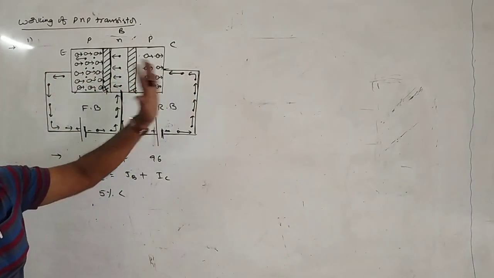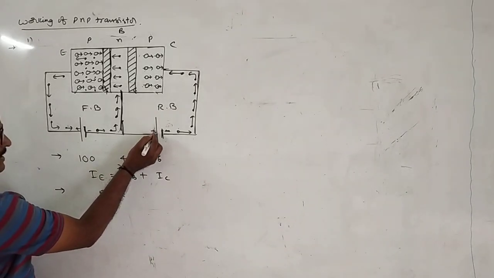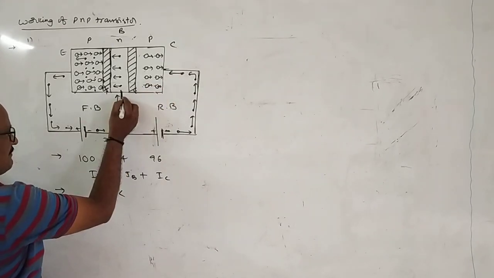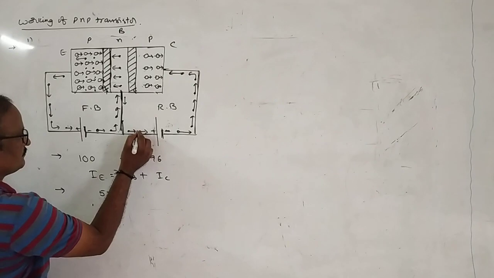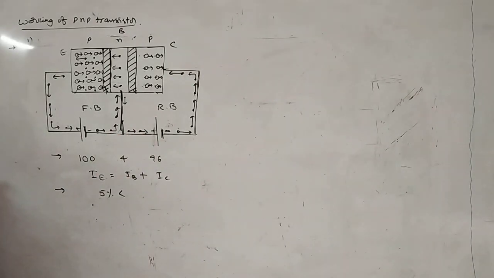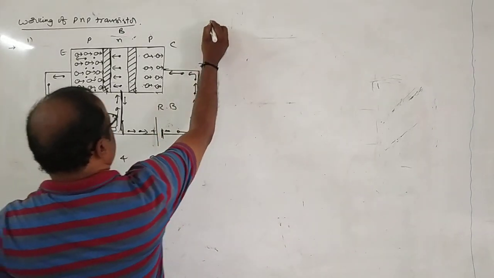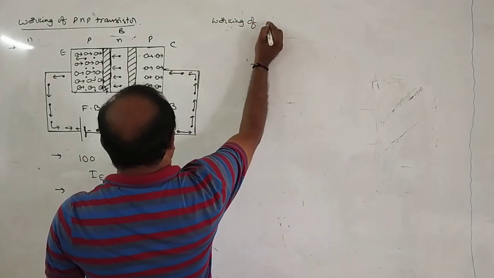That means current will flow through the transistor, right? In the battery positive, some of these electrons may be passing along this direction and they are moving like this towards the battery. So this is the working concept of the PNP transistor. Next one, what is the working principle, or working, of the NPN transistor?